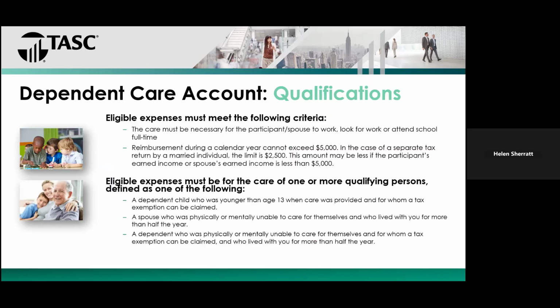Here's a little more about the qualifications. It must be necessary for the person to be allowed to work or attend school full time. Calendar year, it cannot exceed $5,000. And it just definitely must be for the eligible people. So we have a dependent who is younger than 13, a spouse who is physically or mentally unable to care for themselves, and a dependent who is physically or mentally unable to care for themselves.